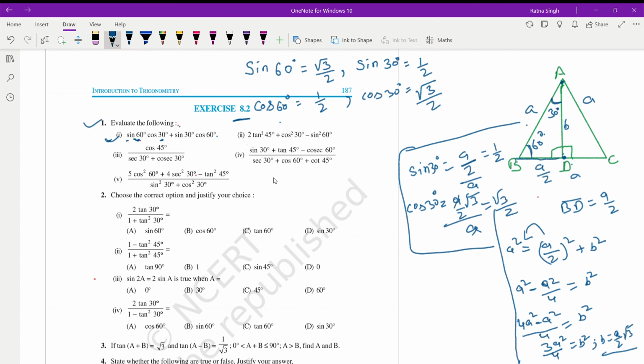Sin 60 is root 3 by 2, multiplied by cos 30, that is root 3 by 2 again, plus sin 30, that is 1 by 2, and cos 60 is 1 by 2 again. By solving, root 3 into root 3 is 3, and 2 multiplied by 2 is 4, plus 1 by 4, and it is 4 by 4, which is equal to 1.